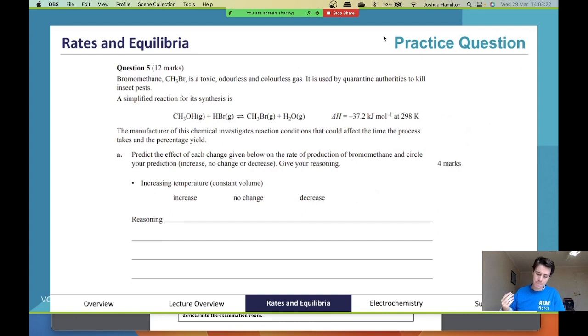Again, pause if you're at home, but I'm going to go through it. So what we have is bromomethane, CH3Br, a toxic, odorless, colorless gas. It's used by quarantine authorities to kill insect pests.